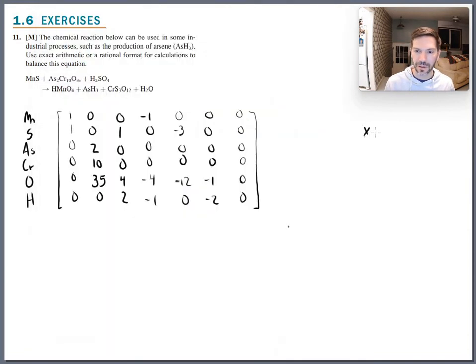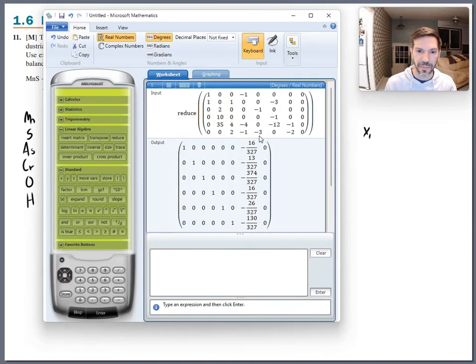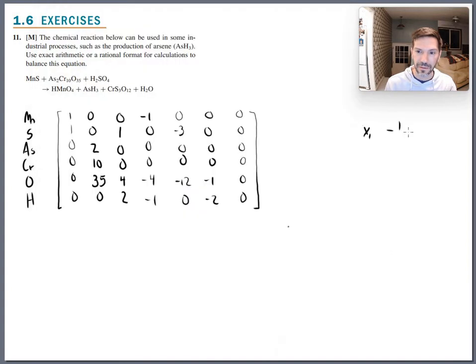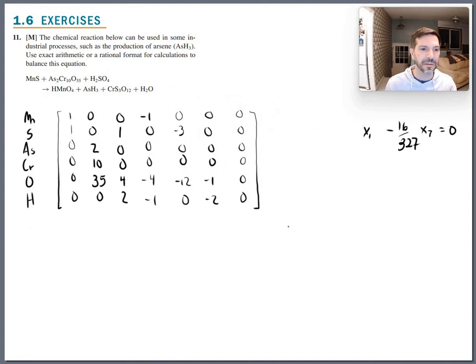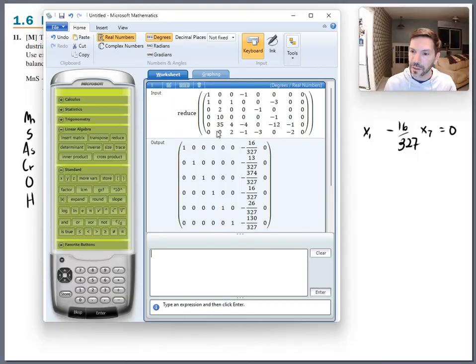1x1 minus 16/327ths of x7 equals 0. So there's x1, x2, x3, x4, x5, x6, x7, which is going to tell us how to combine our seven molecules here.